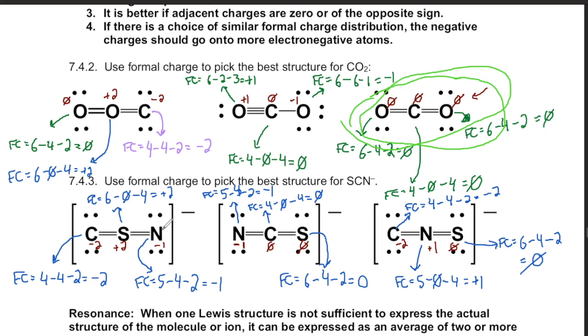Which I think looks better than the first structure, but the second structure still seems the best. It doesn't have to have a -2 on the carbon. It has just a -1 on the nitrogen. I think that's way better. So we have this middle structure being the best for this ion.